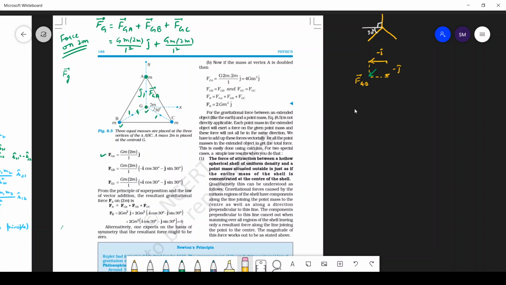Got it, students? So this angle is your 30 degree. Now this is 30, this is the opposite side. So opposite side is equal to hypotenuse cos theta. So that's equal to J cap cos 30. So this side is J cap cos 30 degree, right?